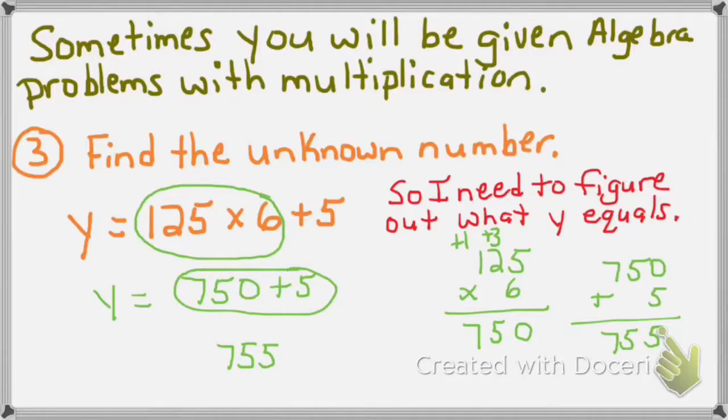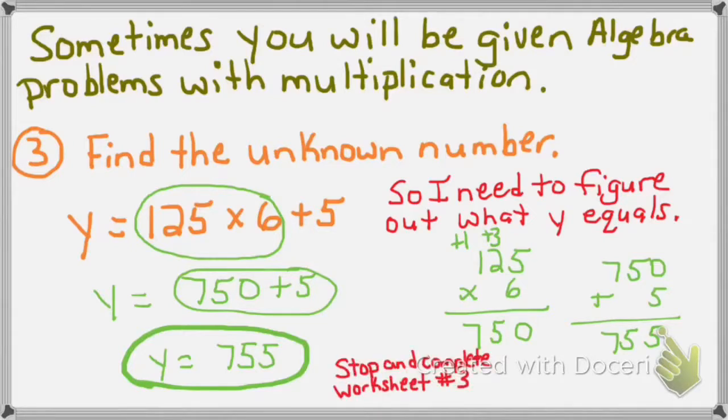Now bring down everything else that I still know, and that's my y and my equal sign. So now I've finished solving this problem, and I have found that y equals 755. So you do one step at a time till you eventually figure out the answer. Please stop and complete worksheet number 3 right now.